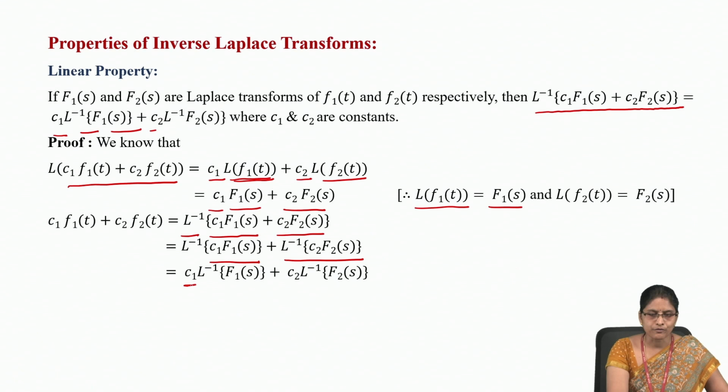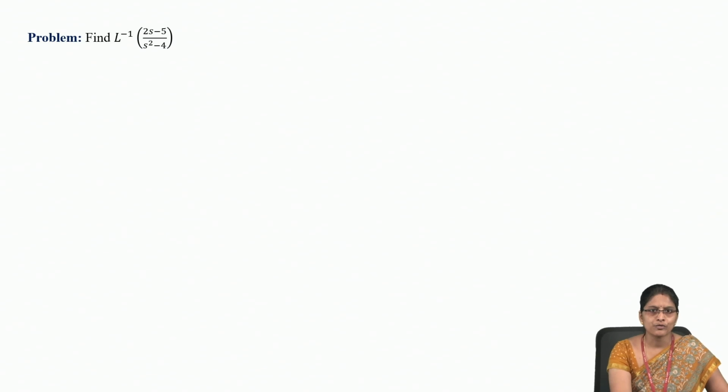Take C1 outside of inverse Laplace transform. C1 L inverse of f1 of s plus C2 L inverse of f2 of s. This property we call it as linearity property of inverse Laplace transforms. Now we discuss example problem for better understanding of linearity property.